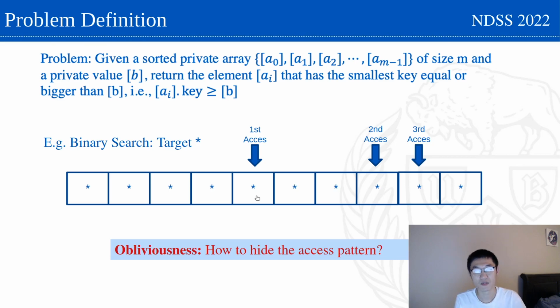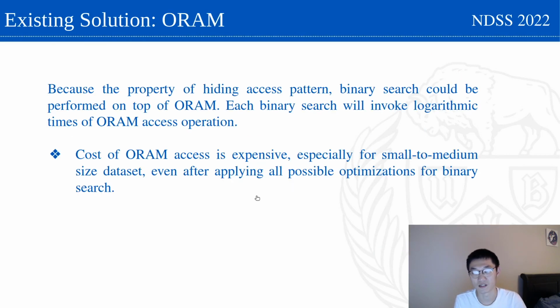So as we mentioned before, the key point here is how to hide the access pattern. One existing solution is to use ORAM. By using ORAM, the binary search could be done by invoking log times of ORAM access, which is similar to the idea of a normal binary search. But actually, the problem is still performance.